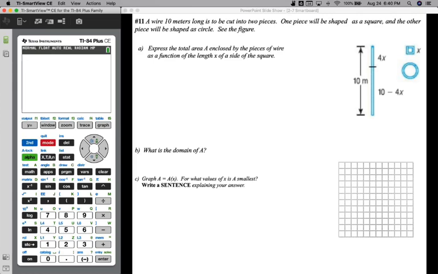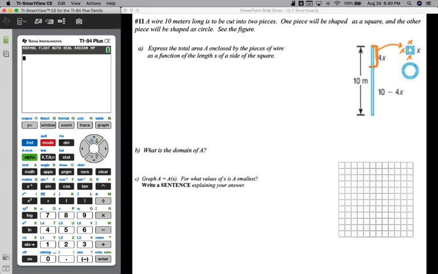Okay, we've got a diagram here also to help us visualize that. We want to express the total area that's enclosed by these pieces of wire, these pieces of string, as a function of the length of x, which is a side of the square. So we need to find a way to represent the area of both that circle and that square in terms of x. Now, we define x in this problem as the side length of the square. So if we call it a side length of x, that means that we cut 4 x's off of our string to make that square. It took 4 x's of length because the perimeter of the square is 4x.